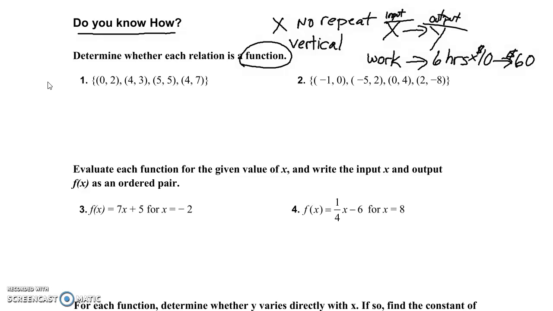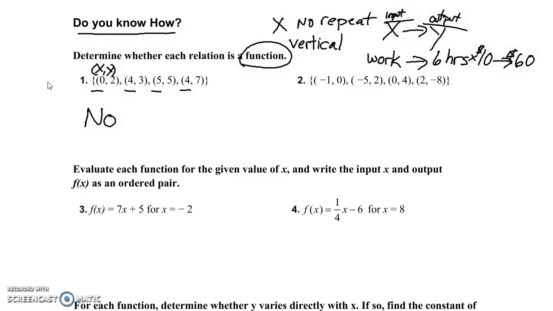Okay, here we go. Do any of the x's repeat? Remember, it's x, comma, y for all these. 0, 4, 5, and 4. So you have the 4 repeat. So it is a no, right? And you could put because 4 repeats, but it's not asking for that. So you just got to put no.